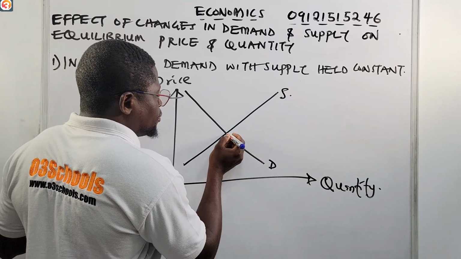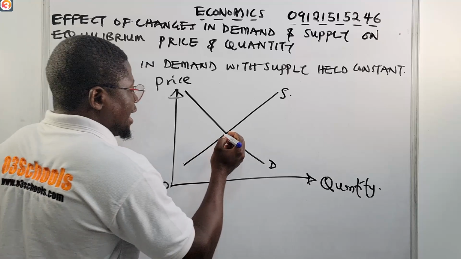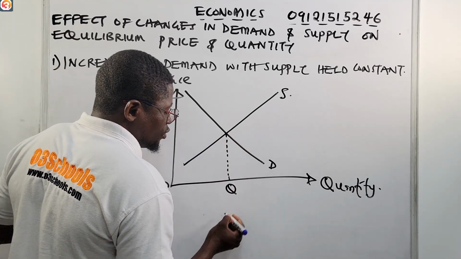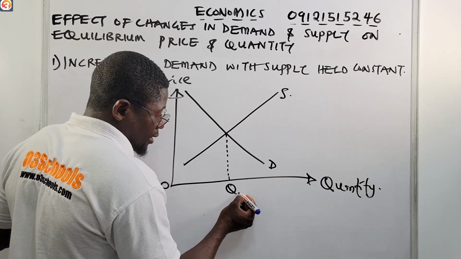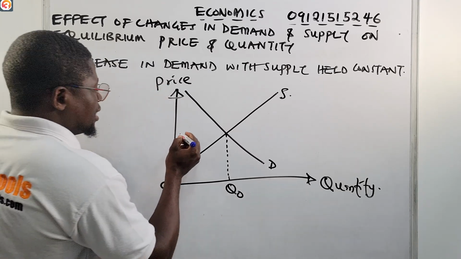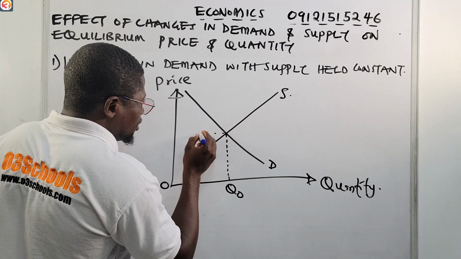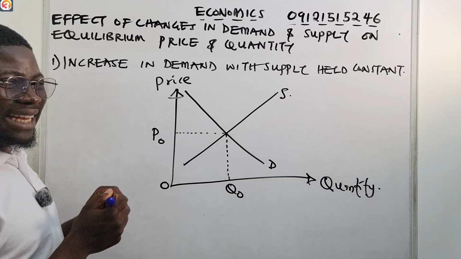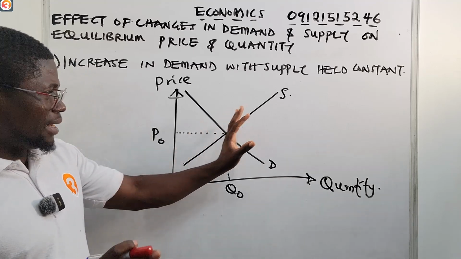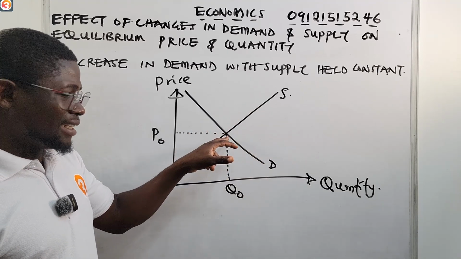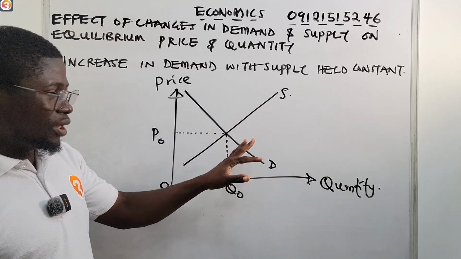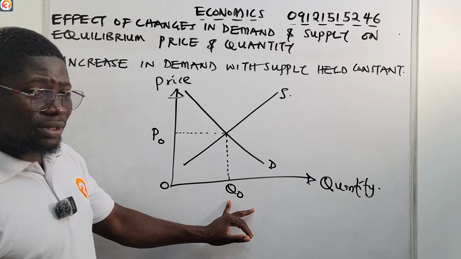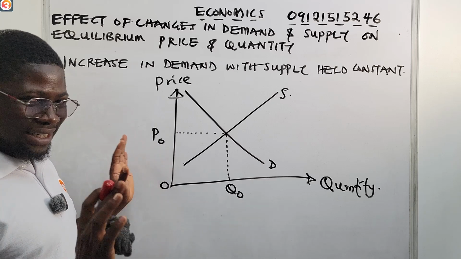Now, this is our point of equilibrium, the intersection between our supply curve and our demand curve. If we trace it down, this is our equilibrium quantity, Q naught. Then let us trace our price to the price axis, and this is our P naught. We have traced and gotten our equilibrium quantity and our equilibrium price. This is the first stage.